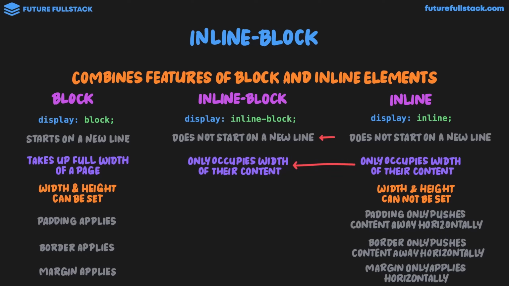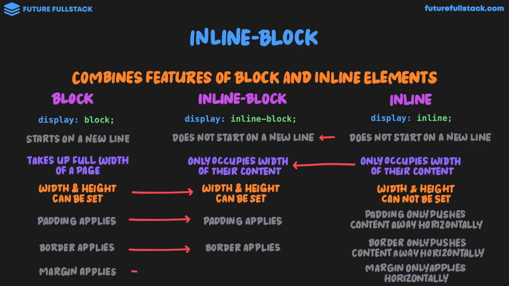However, when applying CSS box model properties, inline block takes all the good stuff from block, in that width and height can be set, padding applies as expected, border applies as expected, and margin applies as expected. So the display value inline block helps solve the problems we saw when applying CSS box model properties to an inline element. Inline block gives us an inherent inline property, which we still need, but allows us to apply box model properties as expected. Let's take a look at this inside VS Code.